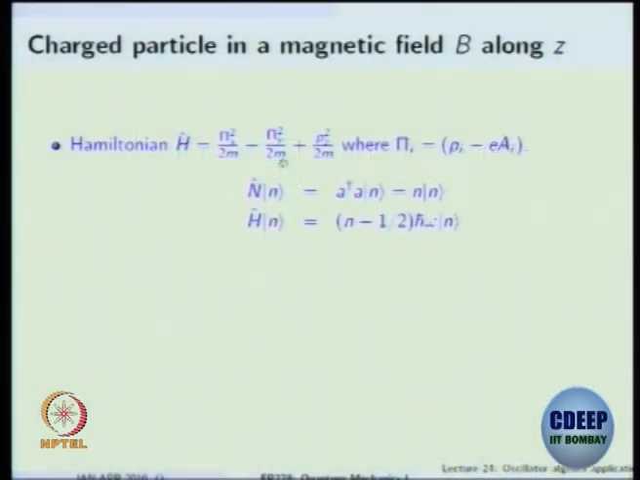Okay, recall the particle in a magnetic field. Let us take the magnetic field along the z direction. So, this is given by this Hamiltonian, where πx, πy are proportional to momentum minus the shift due to the vector potential, π = p − eA. As I said already, recall the number operator eigenstate is the simultaneous eigenstate of the Hamiltonian with eigenvalue proportional to ħω. So, this is for a general harmonic oscillator. What this omega will correspond to here, we will figure out.